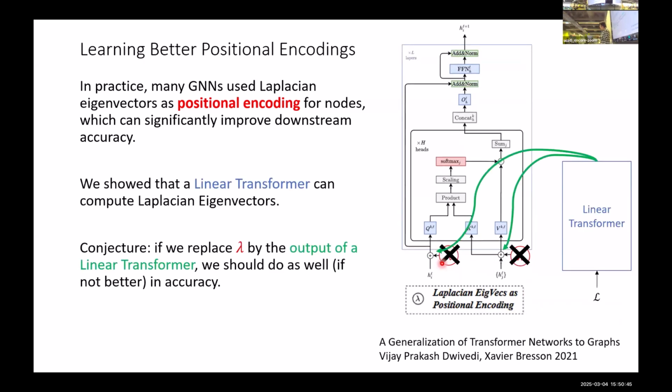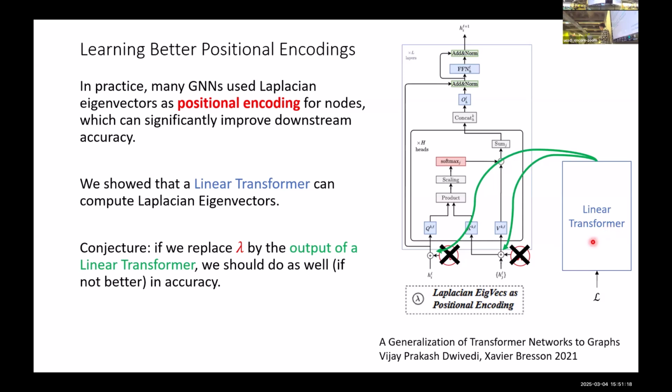And so if you really believe that the linear transformer can compute Laplacian eigenvectors, then if you replace the explicit position encoding by the output of a linear transformer, which I described earlier, then we should do as well, if not better, in terms of downstream accuracy, right? So in the worst case, I guess one hopes that the linear transformer learns to recover the eigenvectors and it does the same thing. But maybe it learns something better.